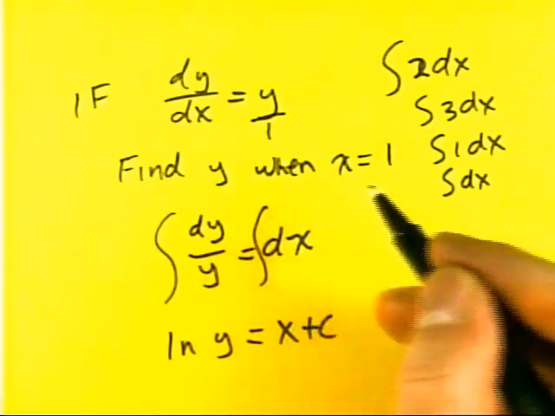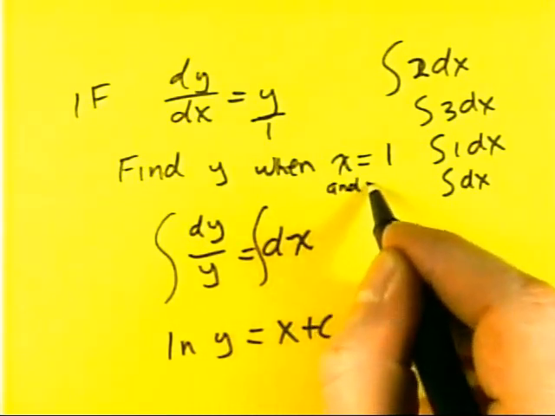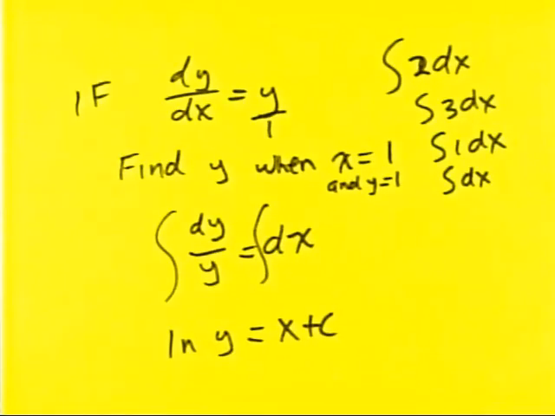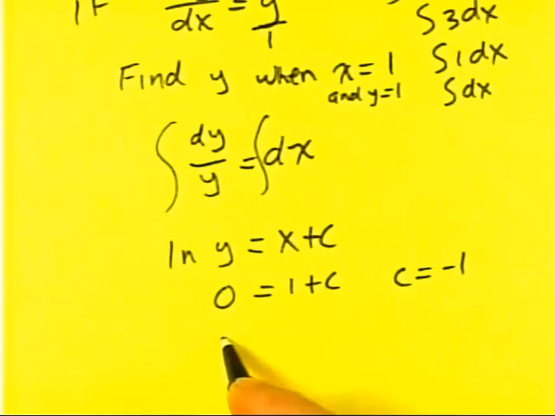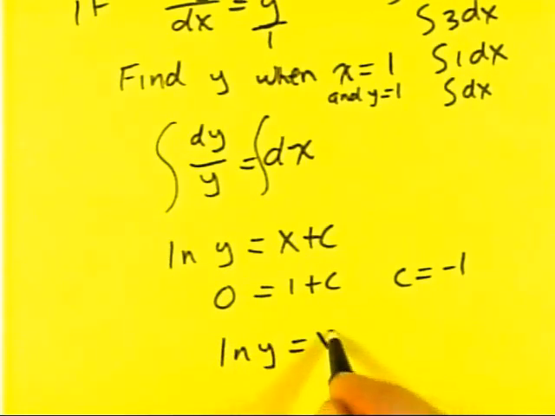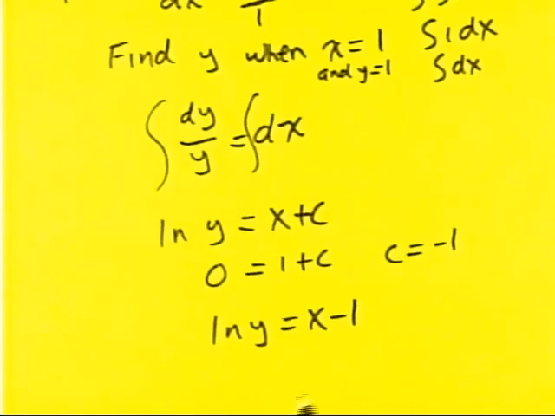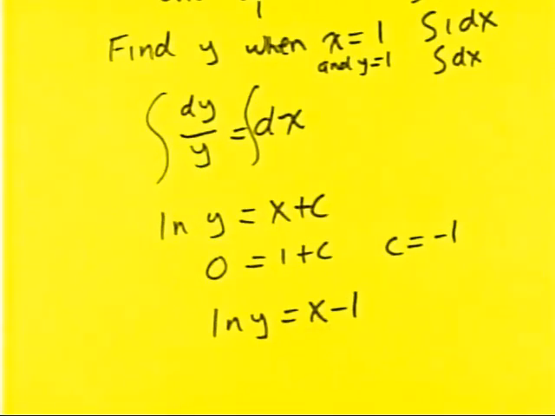I should have said when x equals 1 and y equals 1. Find y when x is equal to 1 and y is equal to 1. So the natural log of 1 equals 1 plus c? Right, and natural log of 1 is 0, so you have c is equal to negative 1. So you have the natural log of y is equal to x minus 1. And what do we do to solve for y here? Divide by the natural log?